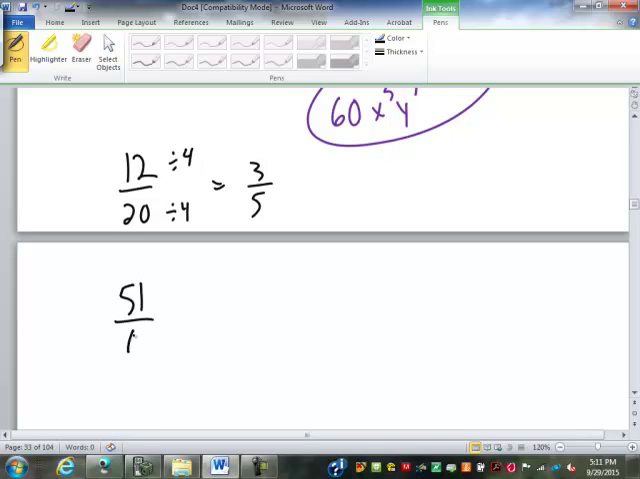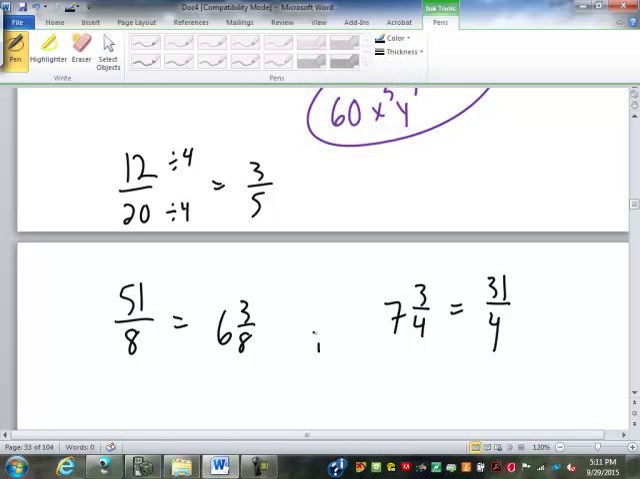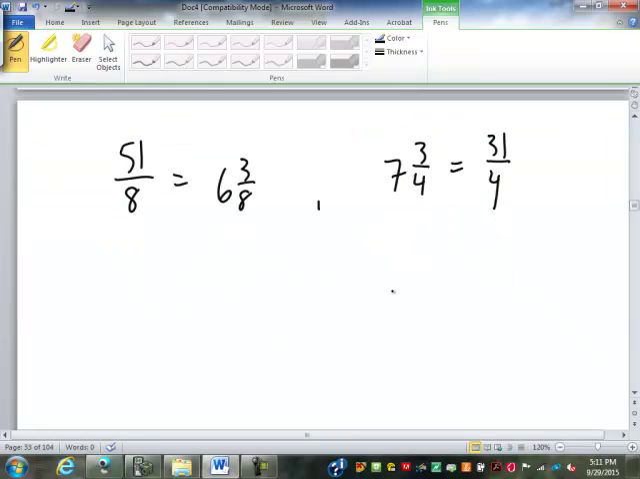51 eighths is 6 3/8. Or to go the other direction, if I give you 7 3/4, go to 31/4. From a mixed number back into an improper fraction. Then, of course, all of our operations with fractions: add, subtract, multiply, divide, fractions, mixed numbers, and so on.